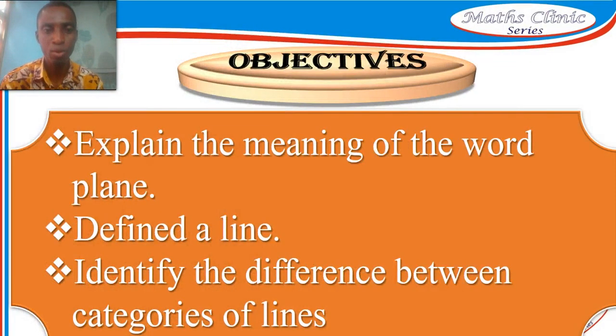Now let's look at the objective for this part of the video. Because this is a very complicated topic, I've put it into pieces so it will be very easy for you to flow with. In this very first video, our objective is to learn and explain the meaning of the word plane. Because we're going to deal with plane geometry, you should understand what a plane is and what plane geometry is. Then define a line, identify the differences between categories of line, and learn how to differentiate between coplanar and collinear points.